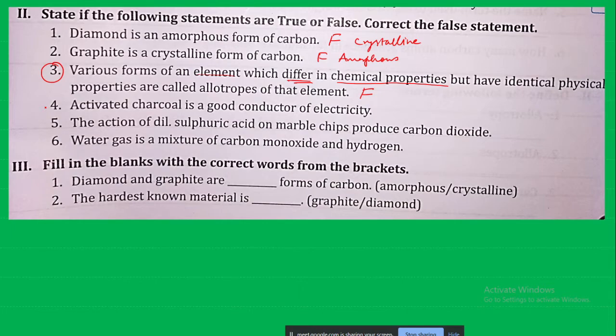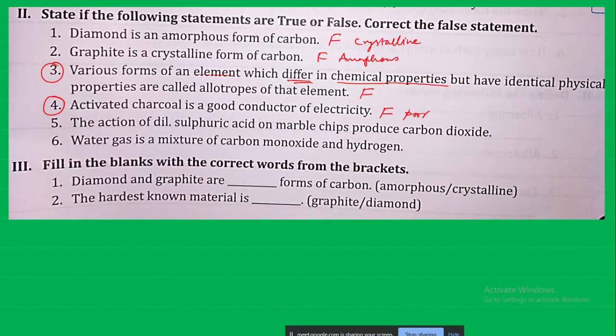Next, activated charcoal is a good conductor of electricity. False. You should not have any doubt about this one. Only one form conducts electricity, that is graphite. Charcoal is a poor conductor of electricity. Since activated charcoal comes before, that's why we are getting confused.